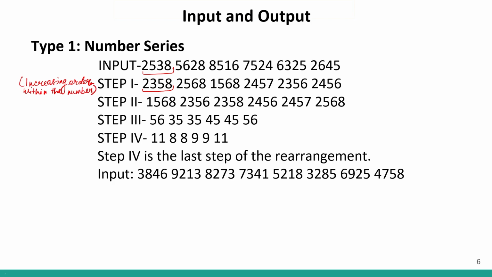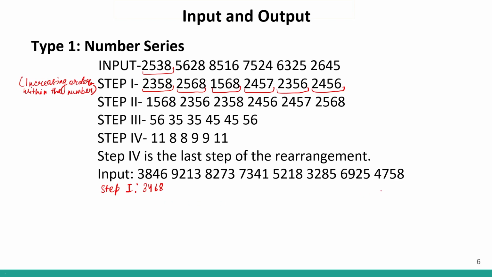Increasing order within the number. So step 1 will be what? We have to arrange them in increasing order within the number. So this will be 3, 4, 6, 8. Let us check for all the numbers. We have 5628, which has become 2568. 8516 has become 1568. 7524 has become 2457. 6325 has become 2356. And 2645 has become 2456. So they have been arranged in increasing order within the number.